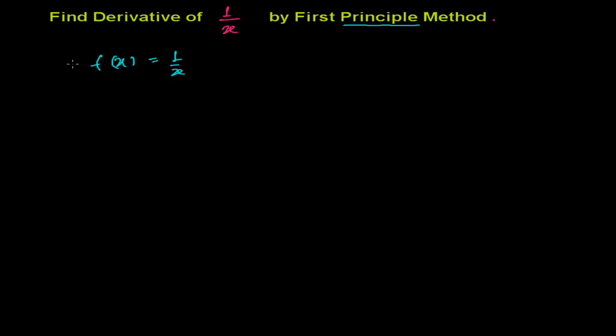Actually f of x is also y. You can write y also, because I find it easy by taking y: when you put the value of x in the function, you get the value of the y coordinate. So here y equals 1 by x. Now how to find the derivative of this?